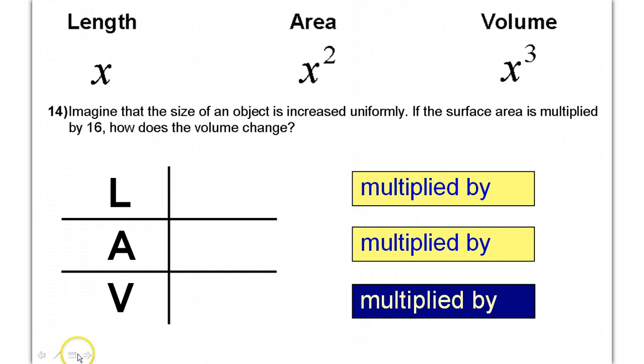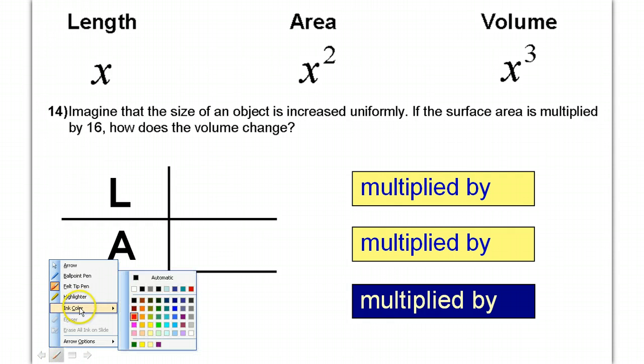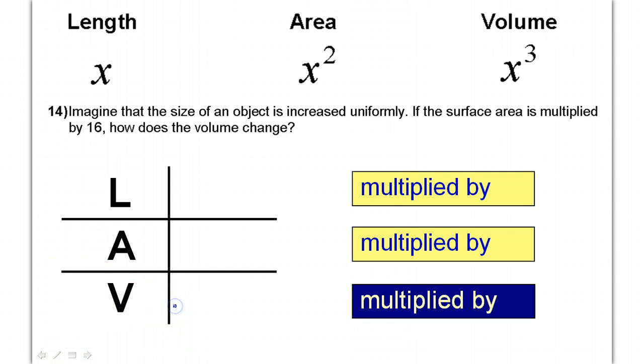Alright, now this is slightly different. Because the previous two problems, you were given the length to start with. This time you're given something happening to the surface area. Okay? So, Jesus, the surface area is multiplied by 16. So I'm going to record that right here in the chart.